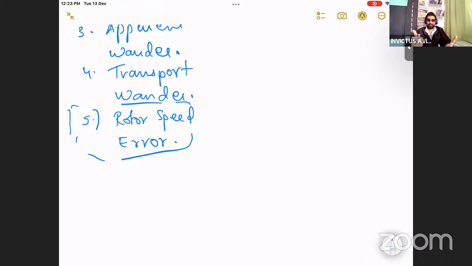The error between the two is called transport wander. There's a formula for that, similar to what you have seen in your great circles. So there's transport wander when you change the aircraft location, and the pilot needs to be aware.